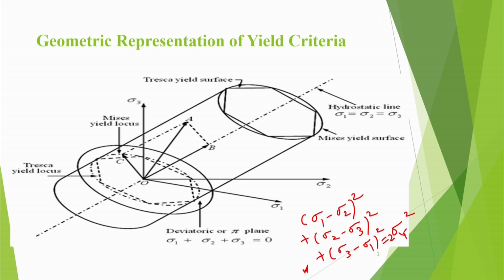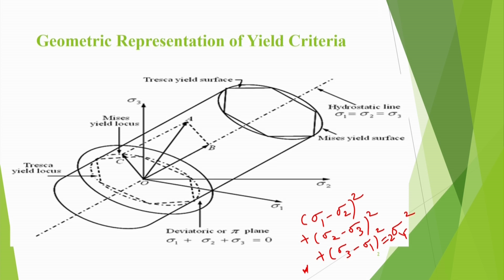For example, if sigma 1 is equal to sigma 2 is equal to sigma 3, all equal to 300 megapascal, then it becomes 0 plus 0 plus 0. So your left hand side is 0 only and the right hand side is 2 sigma y square, because sigma y is the yield strength. So this material is not going to deform drastically. So this is one criterion, called the von Mises criterion.